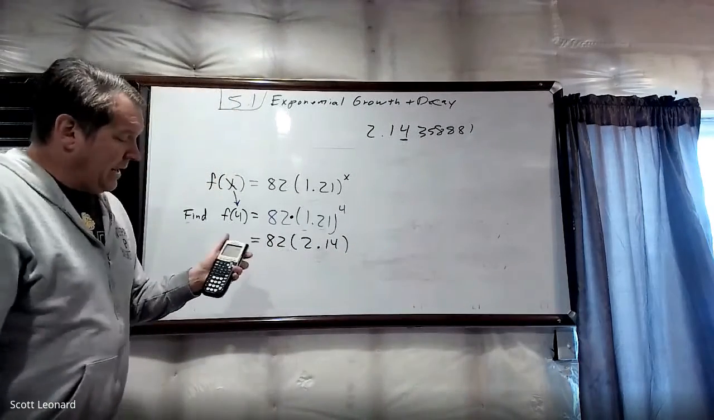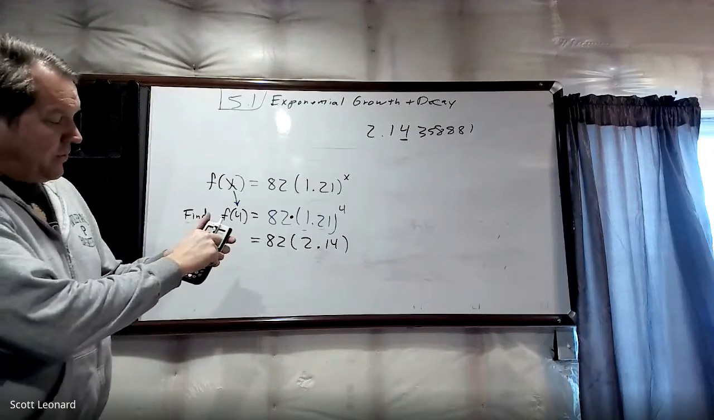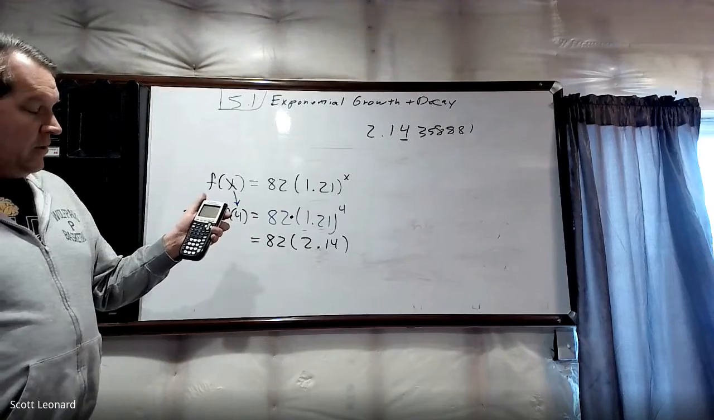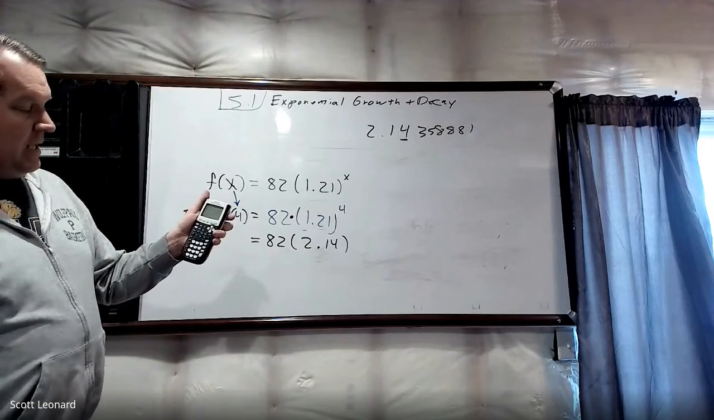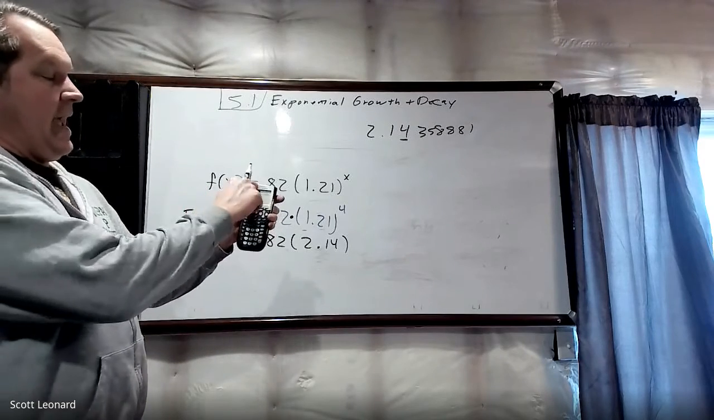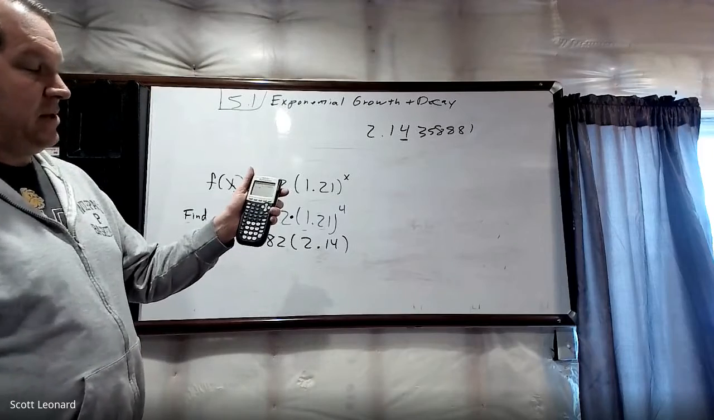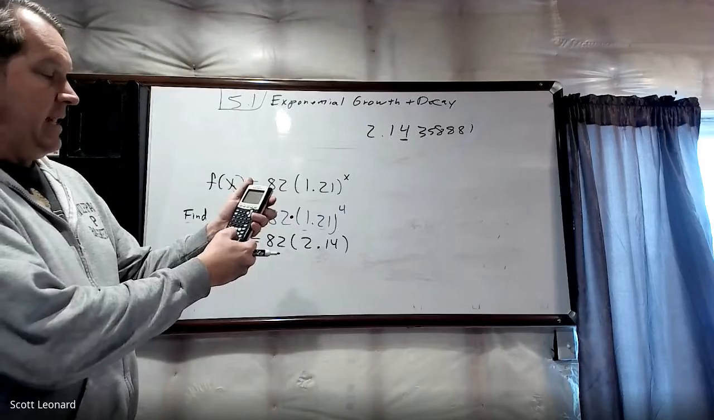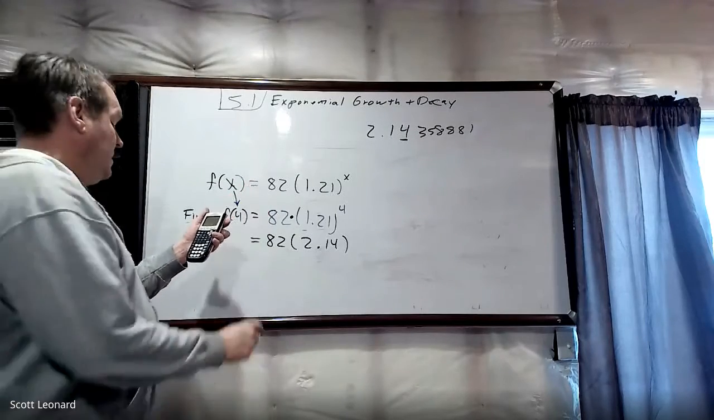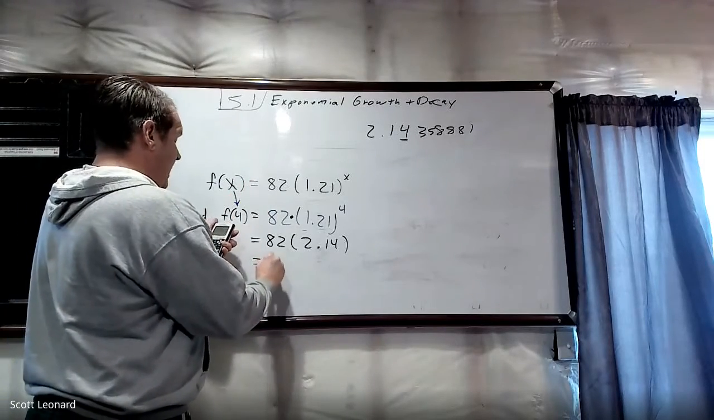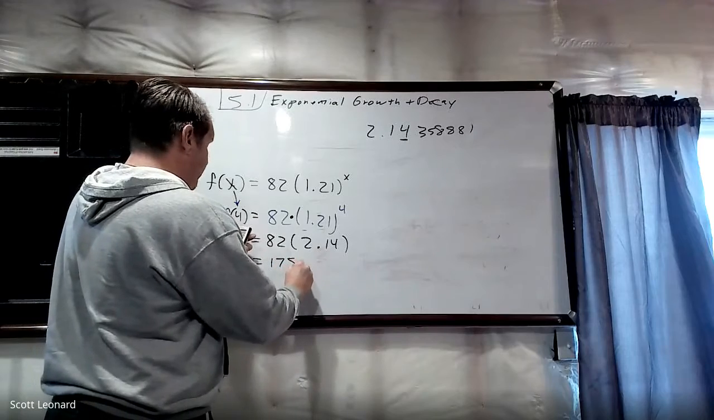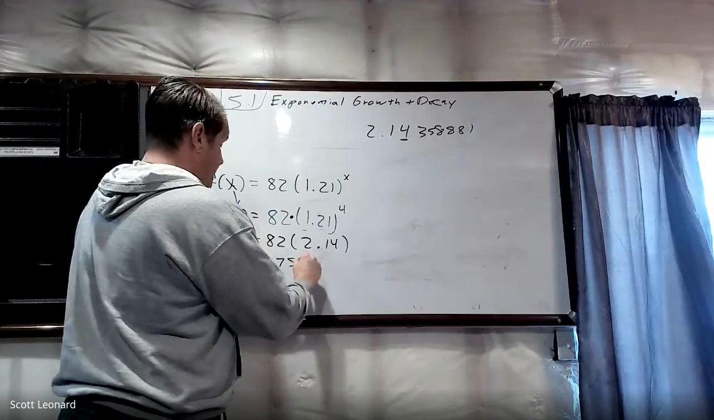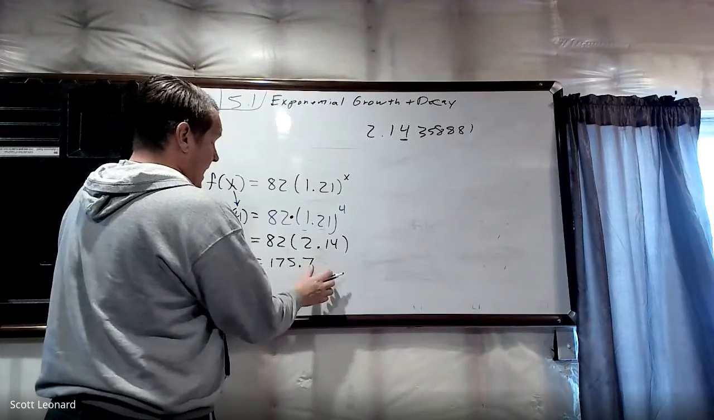But in my calculator, I'm not going to do anything with that decimal. I'm going to leave it long. And now all I'm going to do is hit the times button. And if you look at my calculator, it's going to say ANS. That means previous answer. So that big long decimal's in there. Now I just hit times 82. And I get an answer of 175.7. Actually, I should round that to 8.